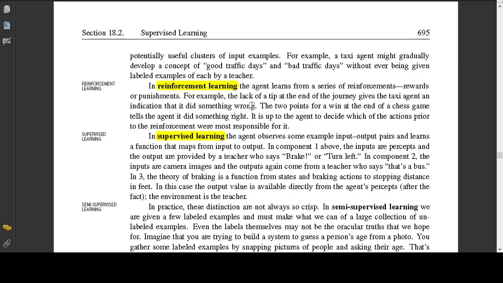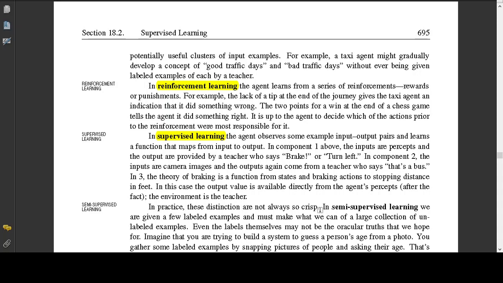So these are the main learning categories: supervised, unsupervised, and reinforcement learning. These are actually the feedback systems, how we give feedback to the system in order to learn. There are many algorithms coming under all these three categories.